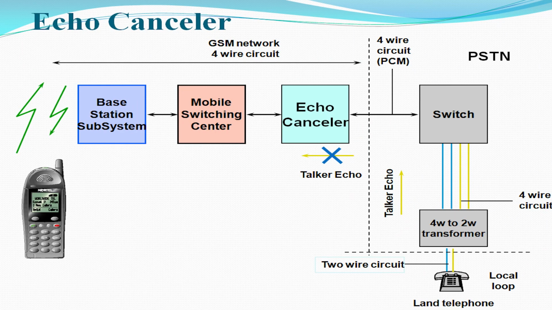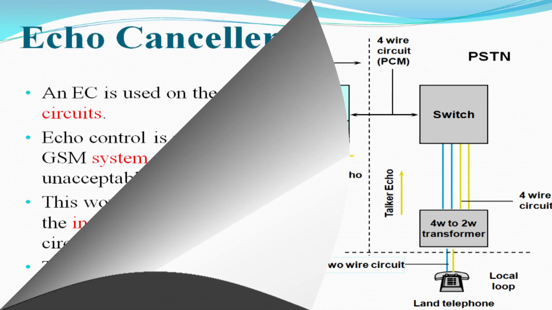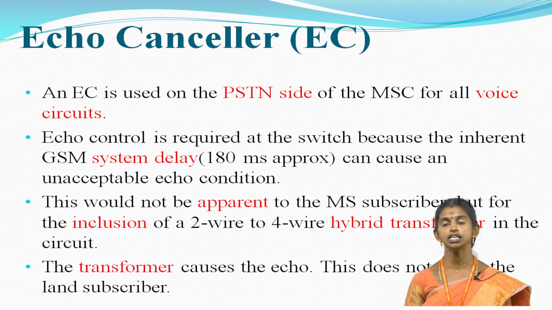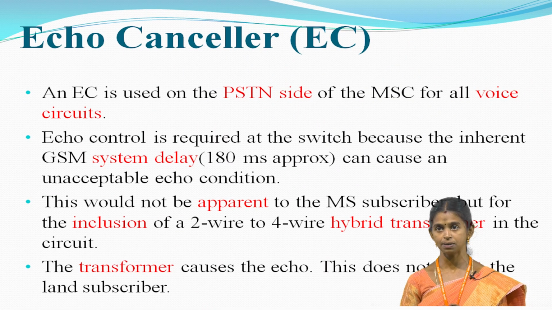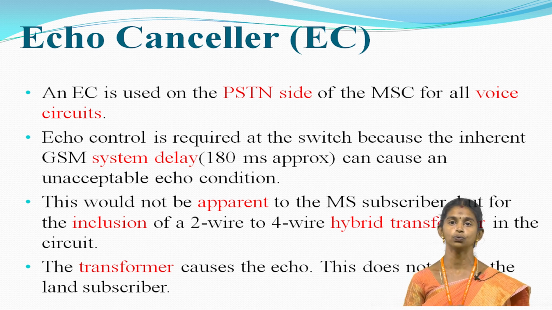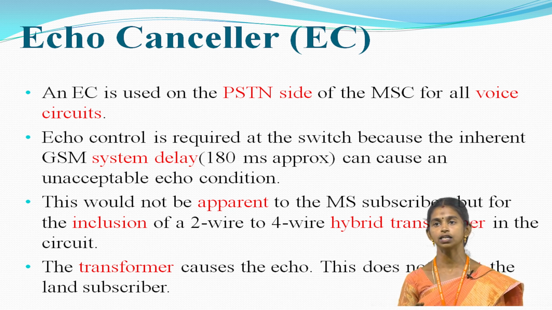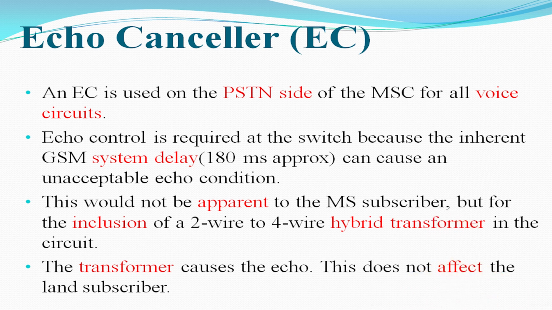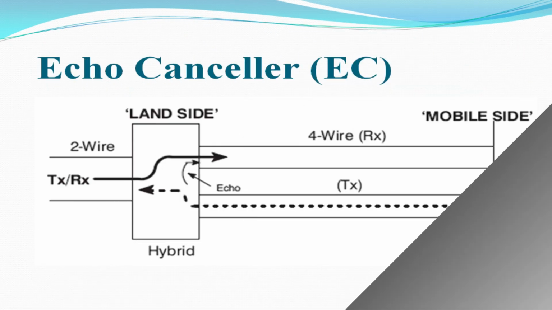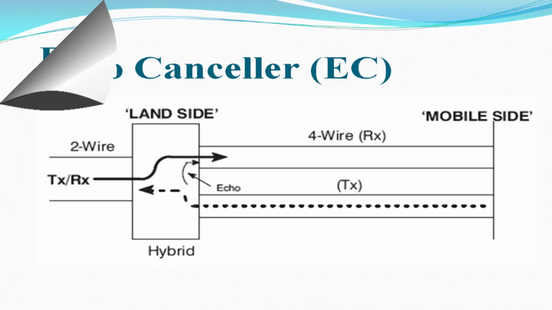Echo canceller and its diagram are defined for your reference. Echo canceller, EC, is used on the PSTN side of the MSC for all the voice circuits. Echo control is required at the switch because the inherent GSM system delay can cause an unacceptable echo condition. Its echo canceller diagram is displayed here.